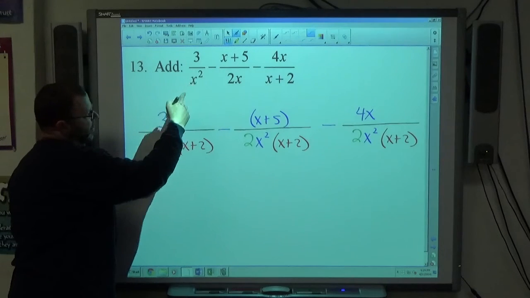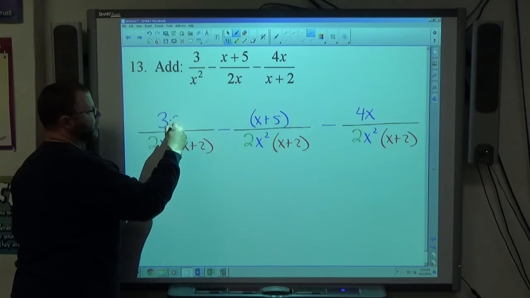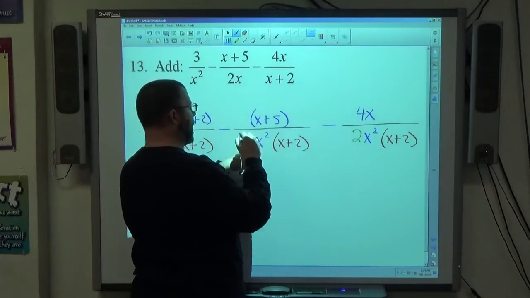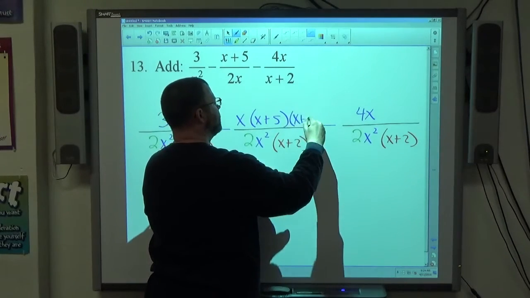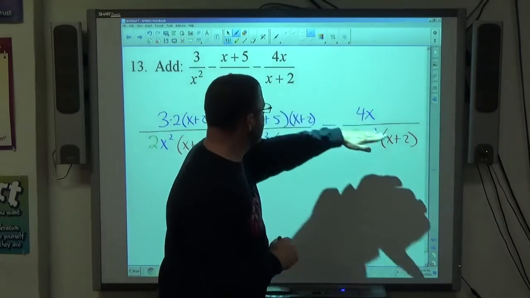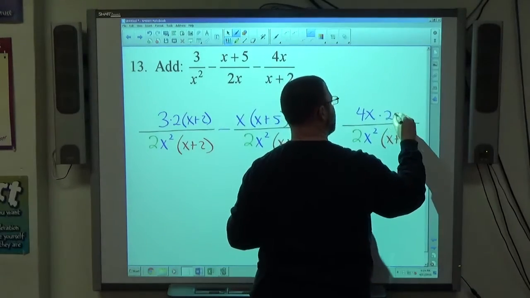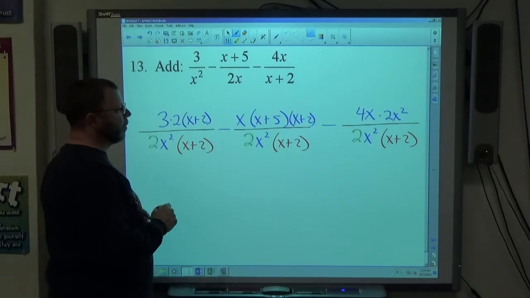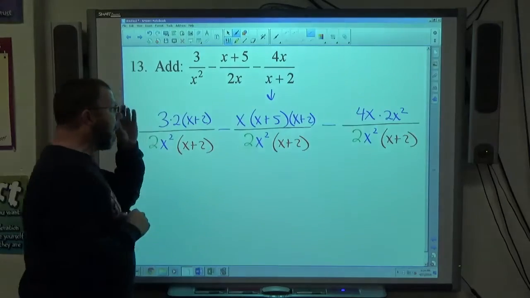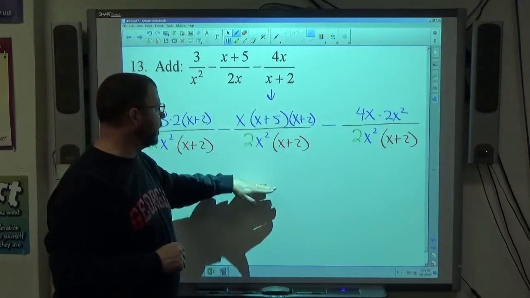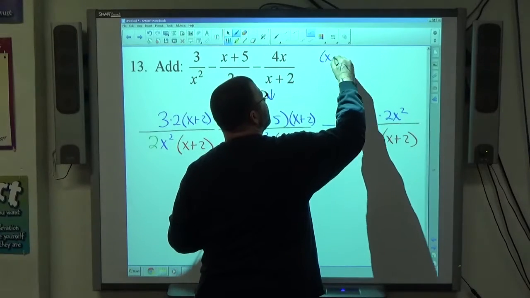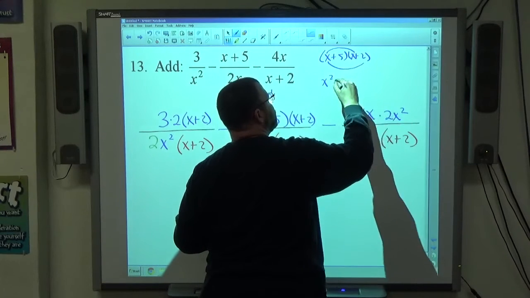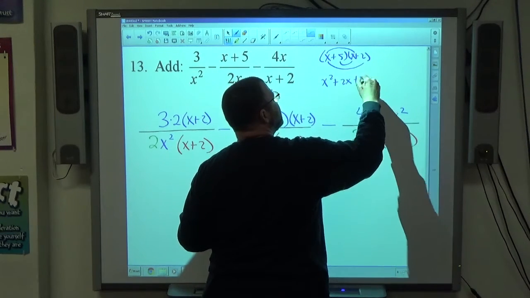So this first fraction, x squared is already there. The 2 and the x plus 2 are new, so times 2 times x plus 2. Second fraction, 2x is already there, so there's an extra x, and there's an extra x plus 2. And then the last one, x plus 2 is already there, so 2x squared is new, so times 2x squared. Okay. The only challenging part to this whole simplification at this point is this middle thing here. I would recommend doing all this stuff somewhere else and bringing it down here. So if I did x plus 5 times x plus 2, that's going to be x squared plus 2x plus 5x plus 10.